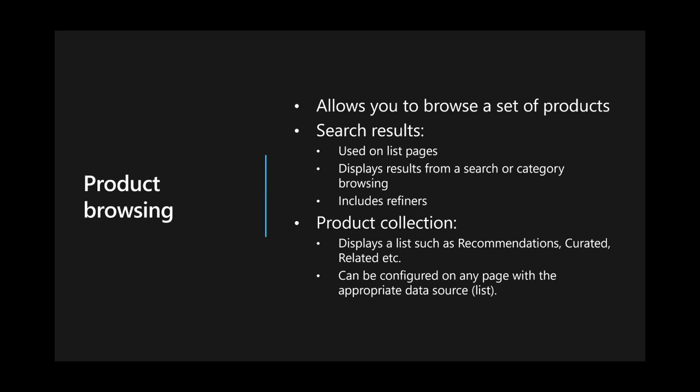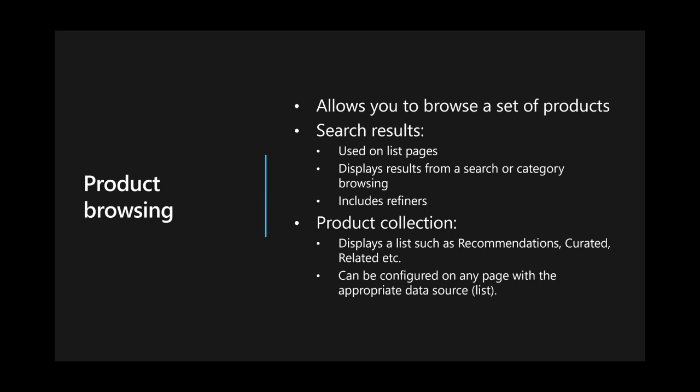So now that we talked about marketing pages and containers, the next most important piece is how do you actually browse a set of products. There are two main modules that we support for browsing. The first one is the search results module. The search results module is used on list pages.